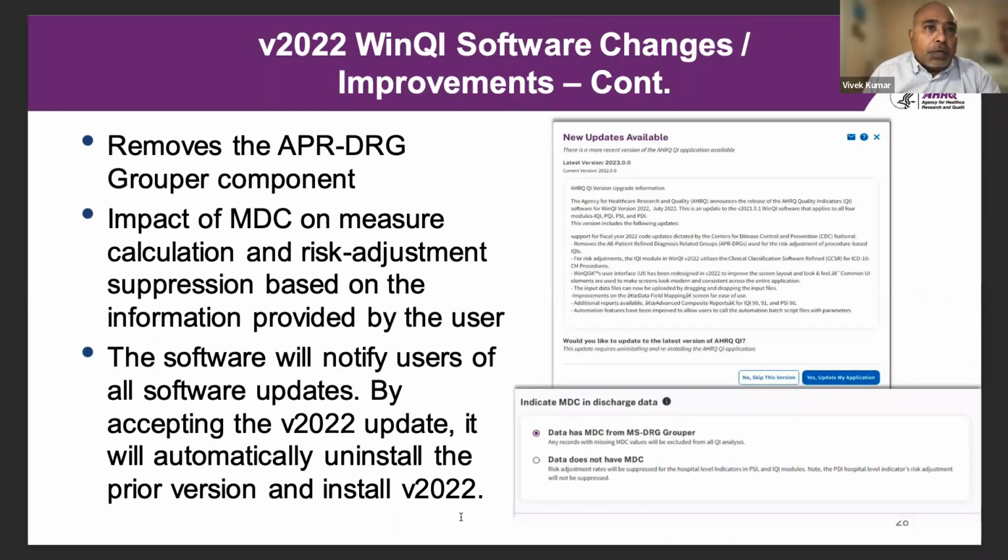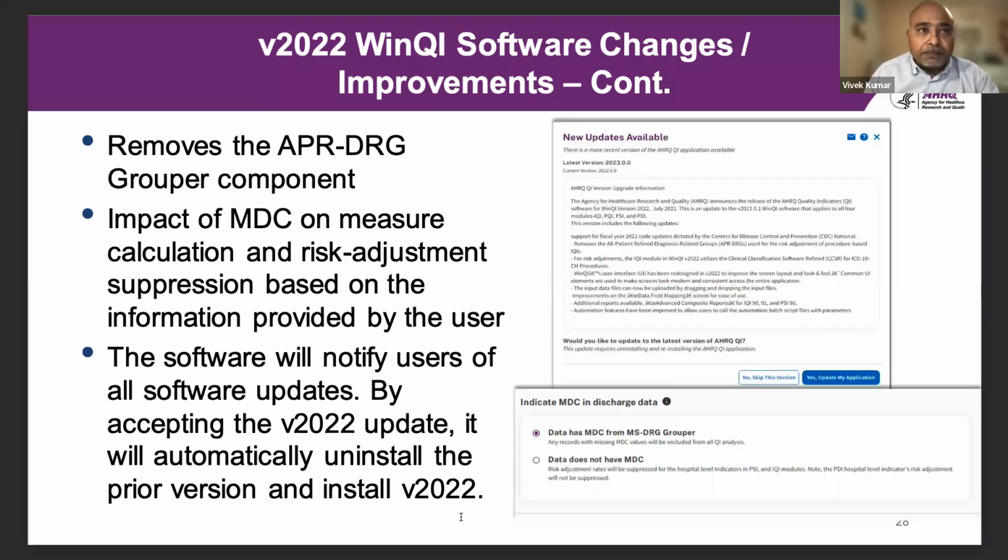So as you heard before, APR-DRG is no longer used in version 2022, hence also removed from WinQI. So users no longer need to provide APR-DRG values or related fields, such as severity of illness or risk of mortality. These are no longer used in IQI risk adjustment. You may want to check your mapping files to remove these fields if you have used that file in the past.